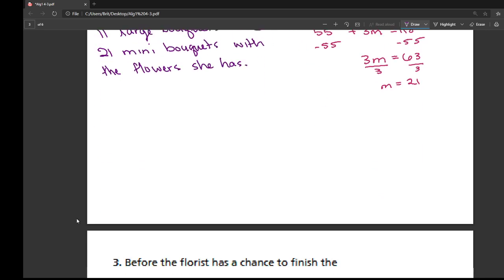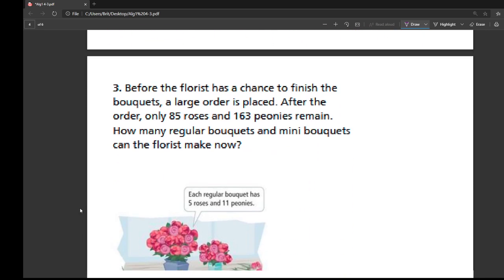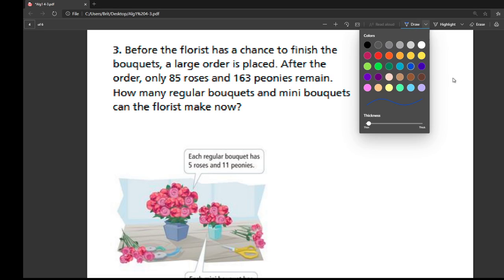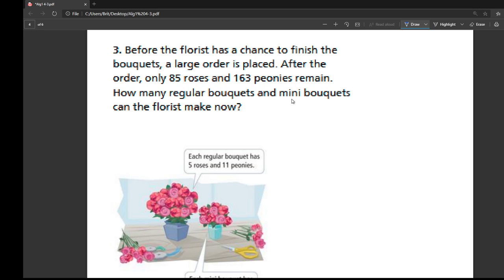Alrighty. So let's go ahead and do another one, which should go a little quicker. It says, before the florist has a chance to finish the bouquets, a large order is placed. After the order, only 85 roses and 163 peonies remain. How many regular bouquets and mini bouquets can the florist make now? Alright, so now the number of flowers that she has has been cut down.